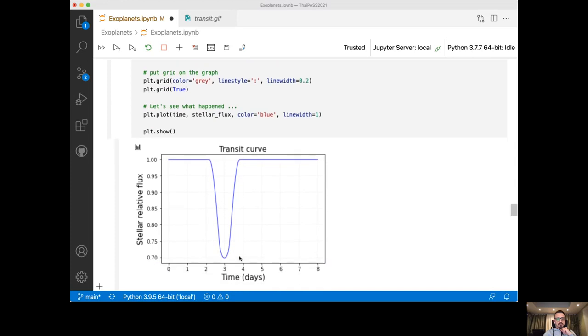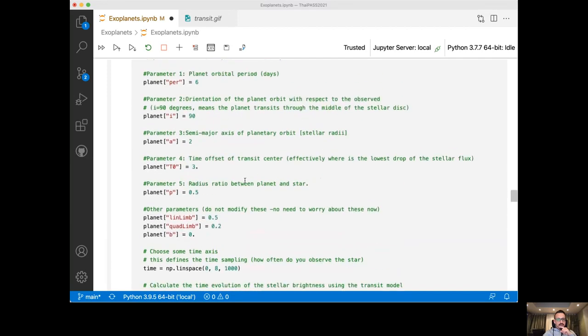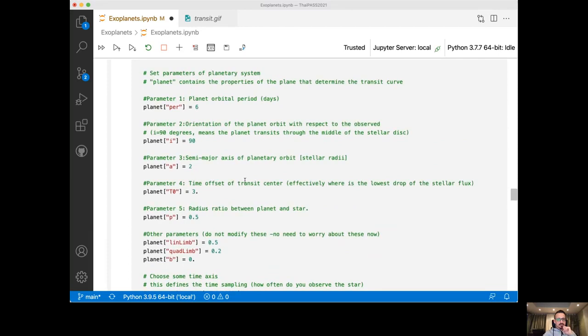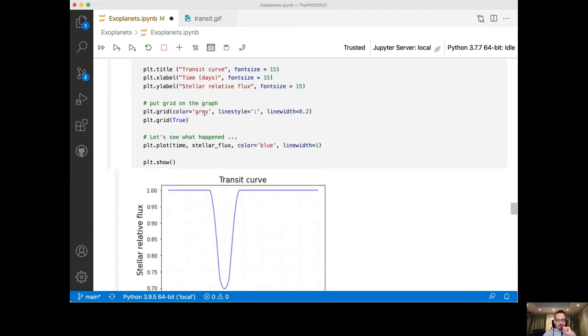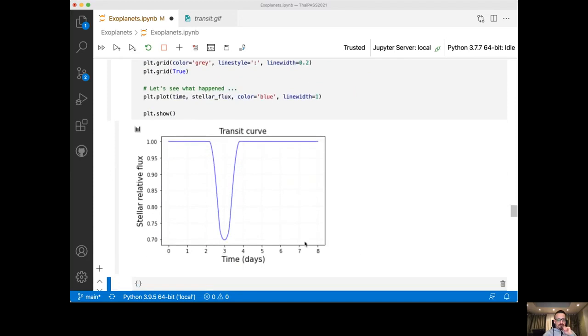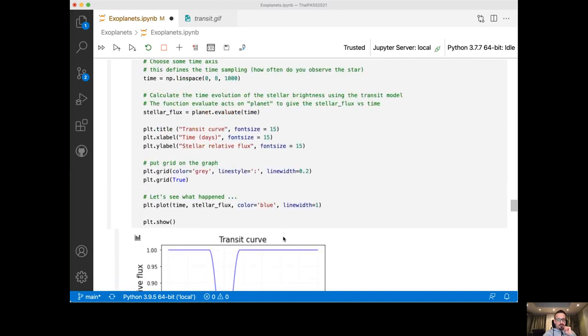And here I plot it up to 8 days, so I see only one transit. You can see the period of the transit is 6 days. So what I can do is increase a little bit the scale on the x-axis, the time axis.